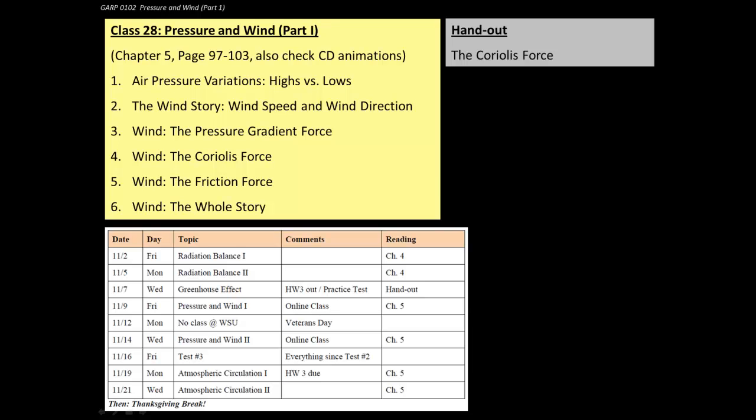Everything about pressure and wind is in chapter 5 of your textbook. Specifically today we're dealing with pages 97 to 103. Right? And we have sort of 6 topics for today.